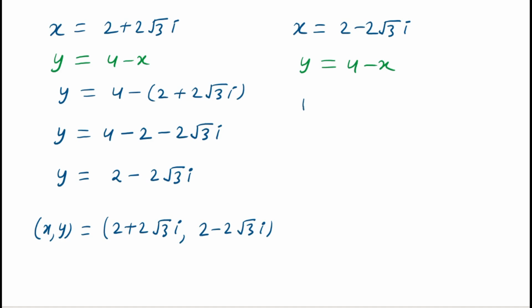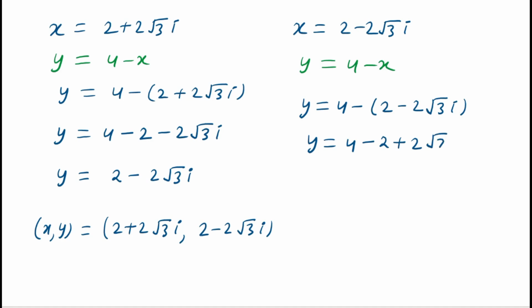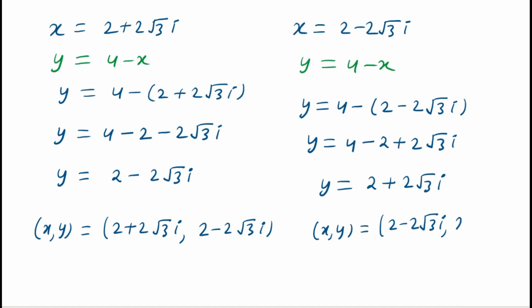Now solve the other case. y equals 4 minus x, where x is replaced by 2 minus 2 root 3 iota. The negative sign is multiplied inside the bracket, giving minus 2 plus 2 root 3 iota. So the value of y is 4 minus 2, which is 2 plus 2 root 3 iota. So the second solution (x, y) is: x equals 2 minus 2 root 3 iota, and y equals 2 plus 2 root 3 iota. This is the first solution and this is the second solution.